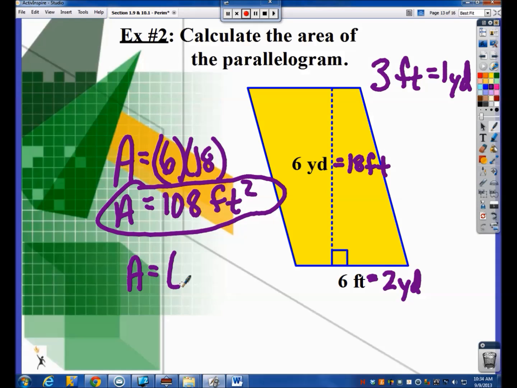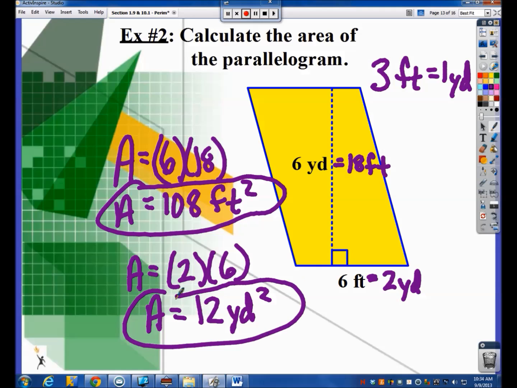And another would be if we want to do it in terms of yards. So the base was 2 yards, the height was 6 yards. So we get an area of 12 yards squared. Both of these answers are technically the same. It's just different units. So whatever way makes more sense to you, go for it.